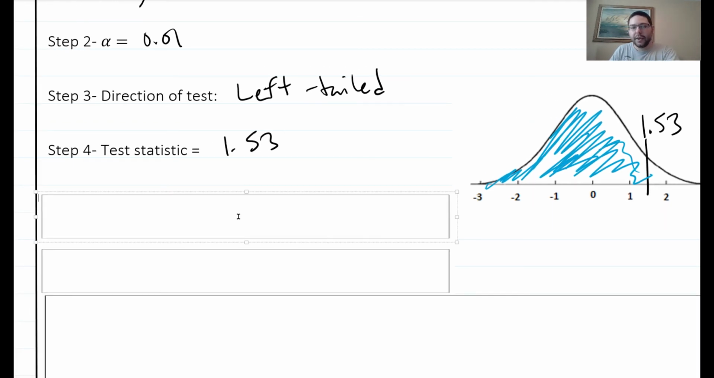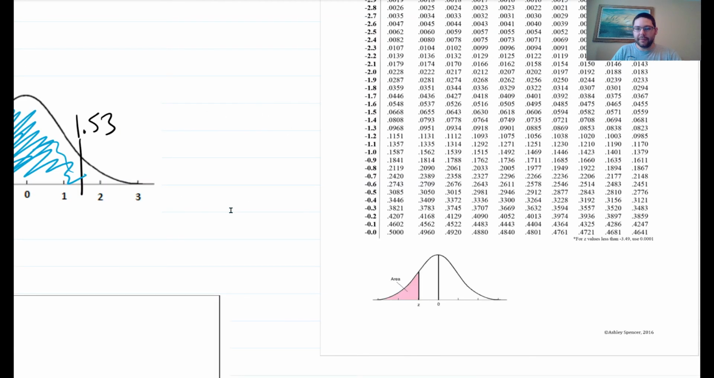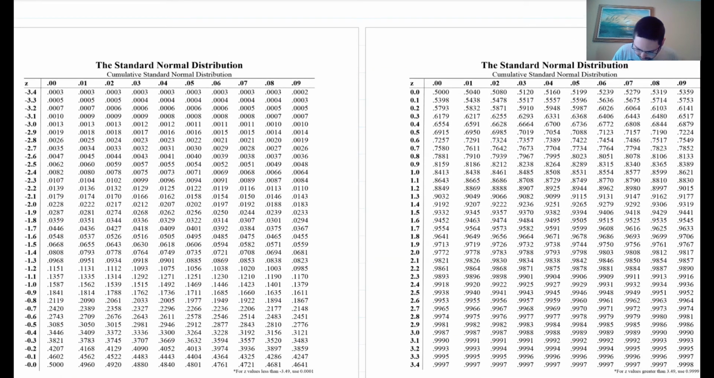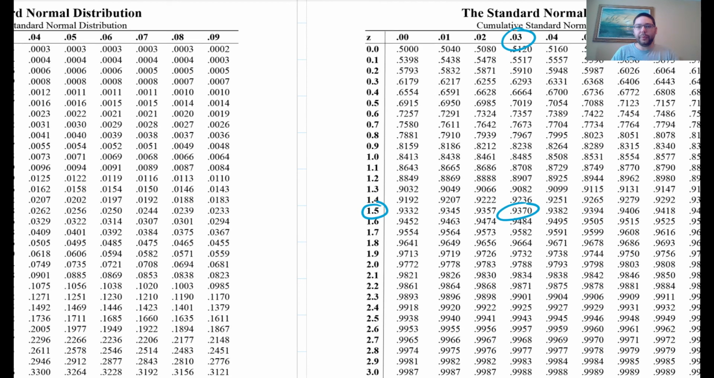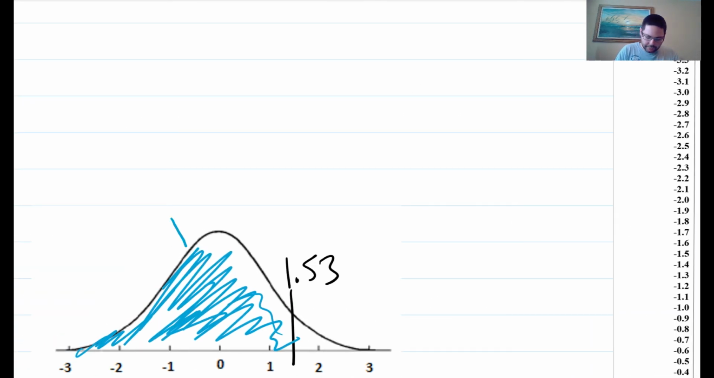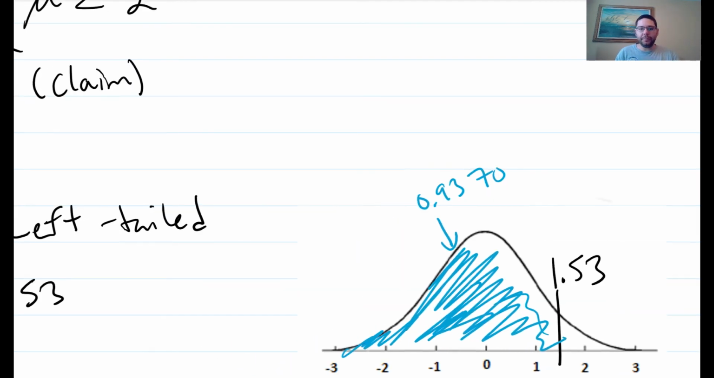All right, so step 5, p-value. So we need to use the z-chart to find the p-value. So we're going to look up 1.53. So 1.53, that's 0.9370. So let's go back to our guy. 0.9370. That's my p-value.